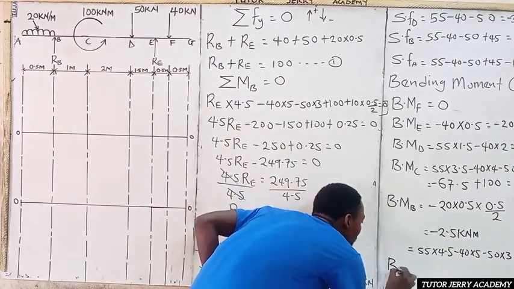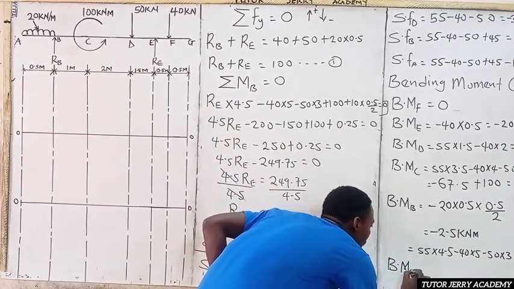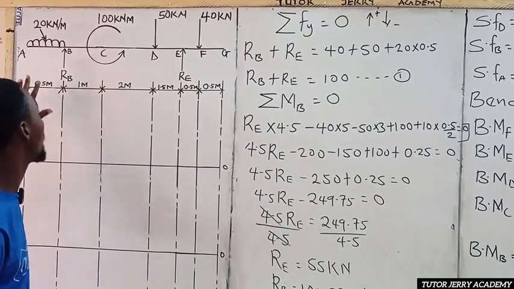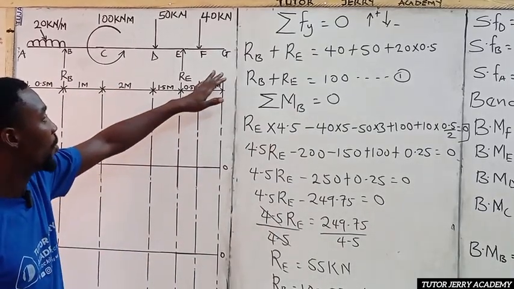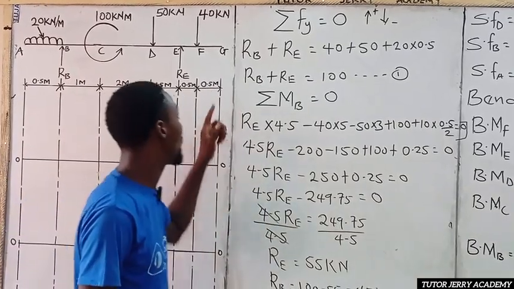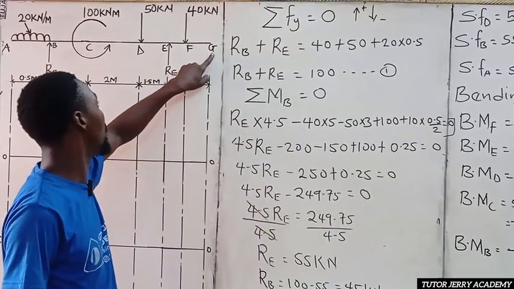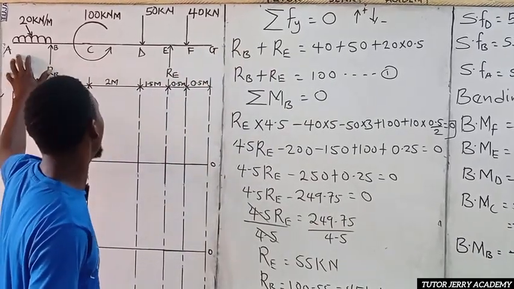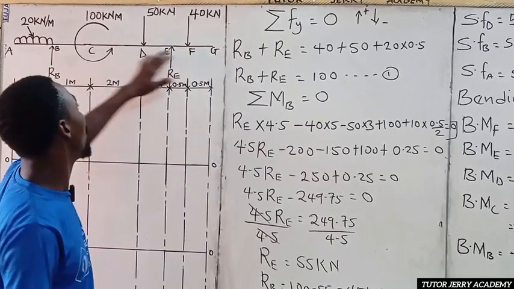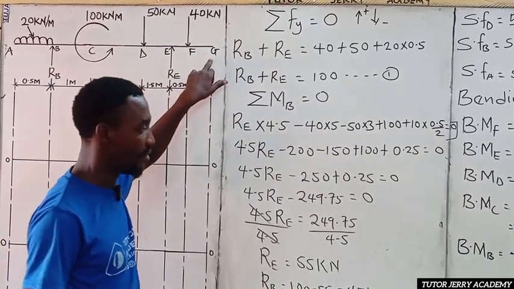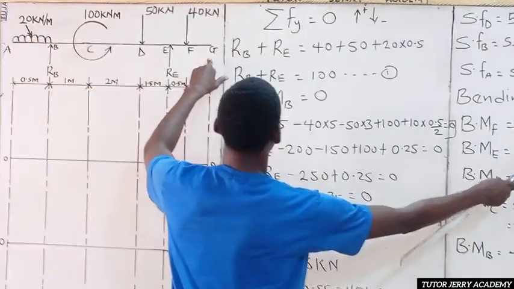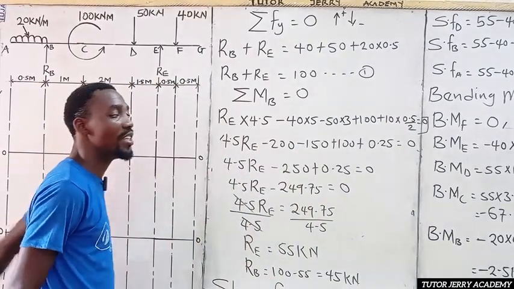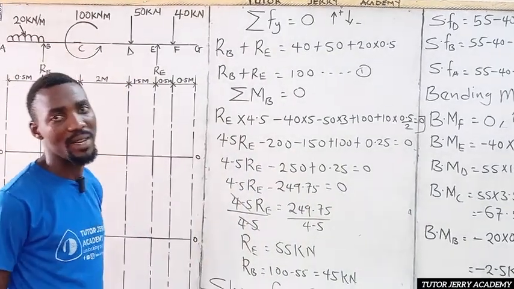The bending moment at point A will be 0. If you notice, when I was calculating my bending moment, we did not calculate the bending moment of this point because this is an overhanging beam. So the bending moment at the end of an overhanging beam is what? 0. That's why the bending moment at point G is 0, and the bending moment at point A is also 0. So we are going to be drawing the shear force diagram and the bending moment diagram.